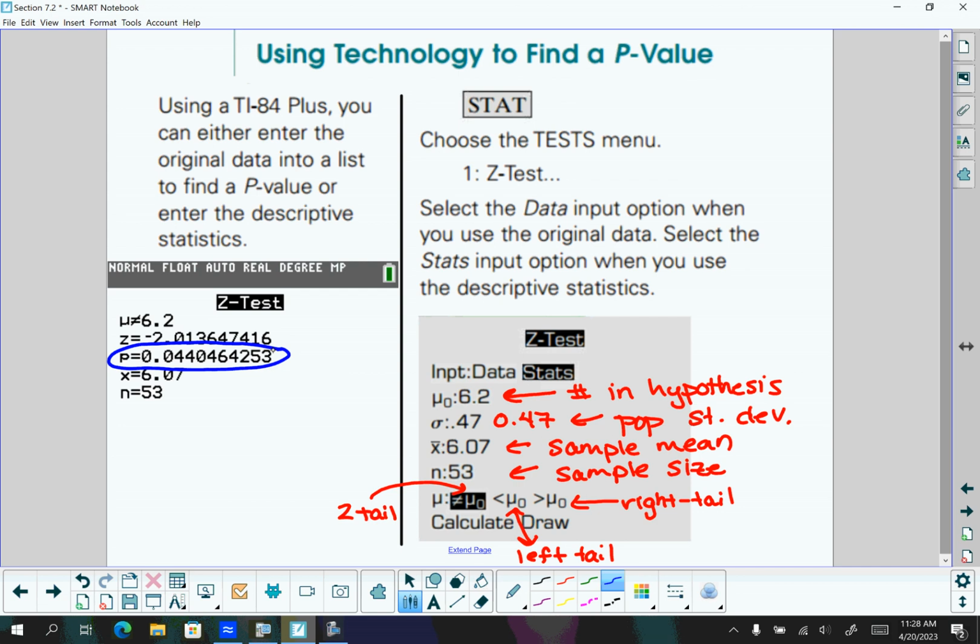So then that p-value we would compare to alpha. Let's pretend I had an alpha of 0.05 for this problem. So in this case, p would be less than alpha, and then I would decide to reject the null. Okay, and that's how we use technology to do that. And we're going to stop there for today. That's all you need to know for 7-2 day 1.